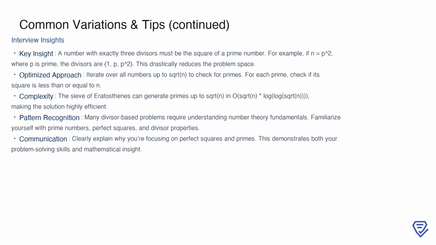Understanding the core insight of this problem is key. A number with exactly 3 divisors is always the square of a prime number. For example, if n equals p squared, where p is a prime number, its divisors are 1, p, and p squared, exactly 3. This insight drastically reduces the problem space since we only need to consider perfect squares whose square roots are prime. To optimize, we can generate all primes up to the square root of n using the sieve of Eratosthenes, which runs in O(sqrt n log sqrt n), and then check for each prime whether its square is less than or equal to n.